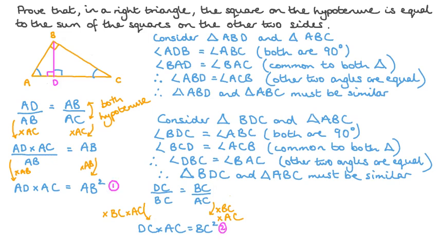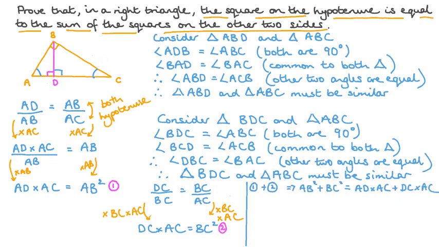So now what we've got is two equations. The first equation is the square of one of the shorter sides, AB, and we know that AB squared is equal to AD multiplied by AC. And then the second equation is the square of the other shorter side, because we've got DC multiplied by AC is equal to BC squared. So then if we look back at the question, what we want to prove is that in a right triangle, the square on the hypotenuse is equal to the sum of the squares on the other two sides. So we've got the squares of the other two sides here, so let's add them together, because that will give us the sum of the squares.